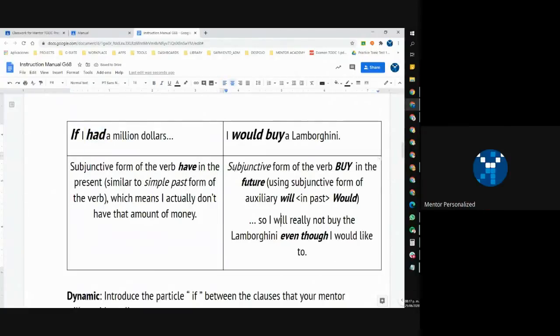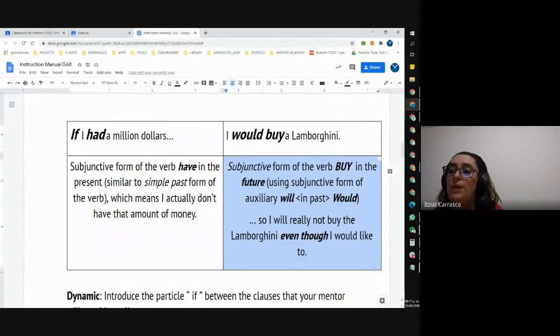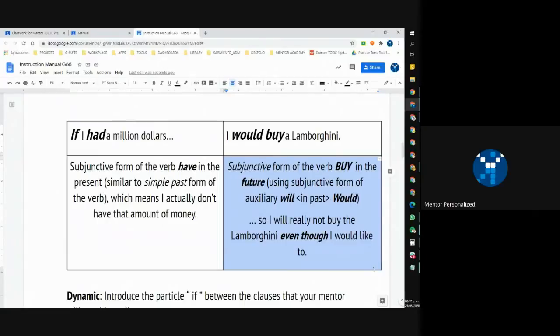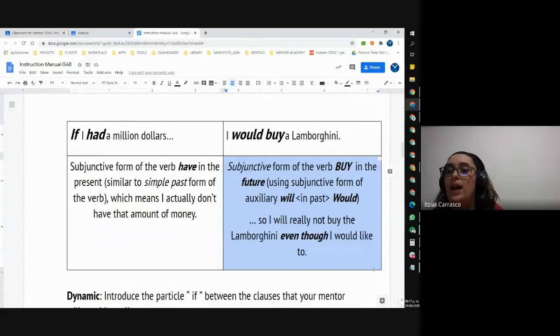And then the subjunctive form of the result or the effect. Can you please read? Subjunctive form of the verb buy in the future using the subjunctive form of the auxiliary will in past. Good. Auxiliary will in past. So I will really not buy the Lamborghini even though I would like to.